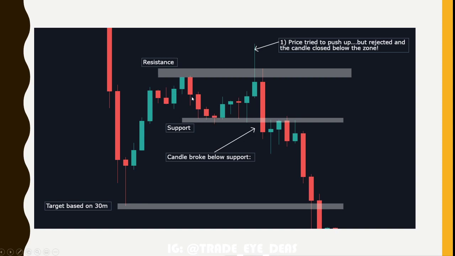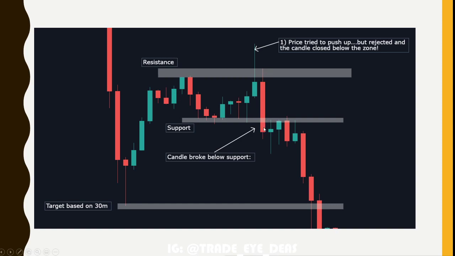So this was a low point. Now when we close below this support, that means we've now created a lower low. Okay. Now, what did I say about fake outs? Now we can always take an entry on this candle here, okay, with our stop loss above this candle.